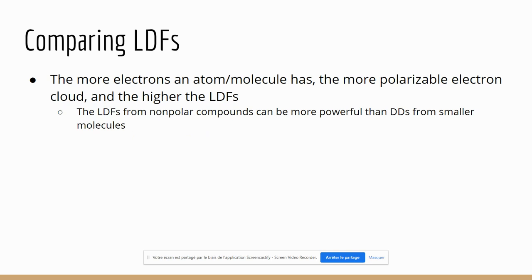So we talked about this a little bit last video, but we're going to go into a little more detail in this one so as to not make the last one too long. When you have just London dispersion forces and a larger molecule, meaning a higher molar mass and more electrons, you're going to have more of an ability to form a partial charge. We call that a more polarizable electron cloud, and then you'll have higher London dispersion forces. For very, very large molecules, those London dispersion forces can be more powerful even than dipole-dipole forces from smaller molecules.